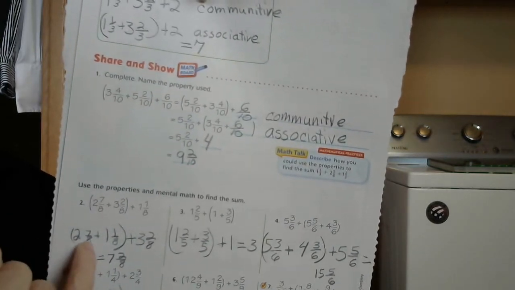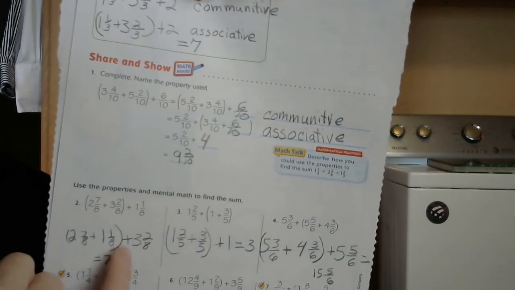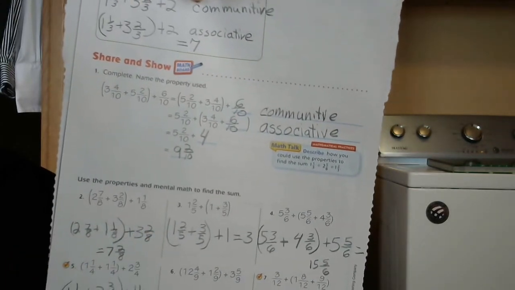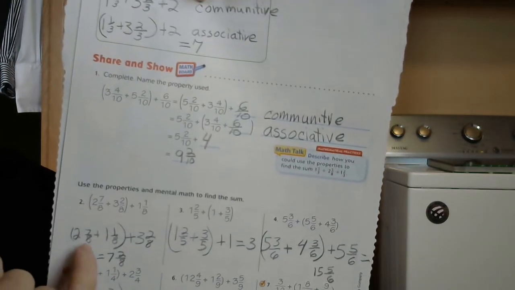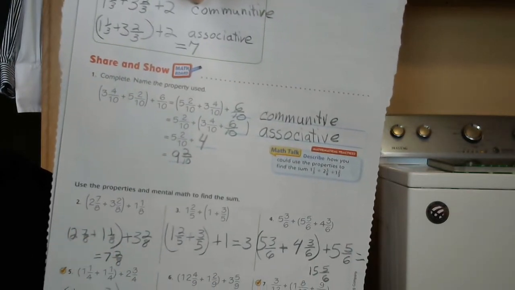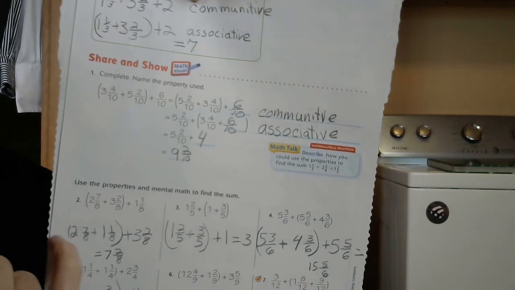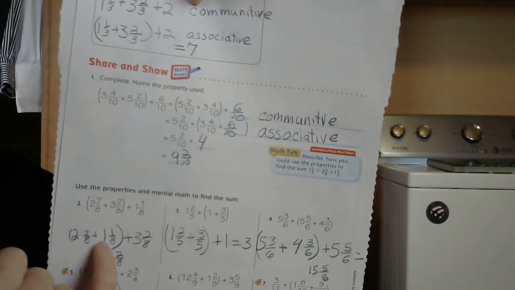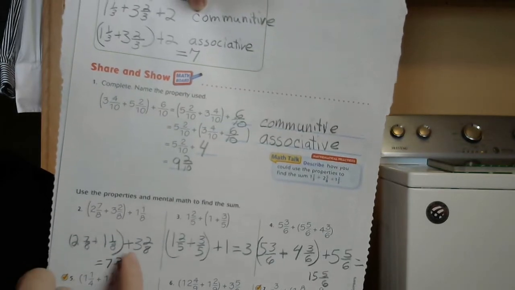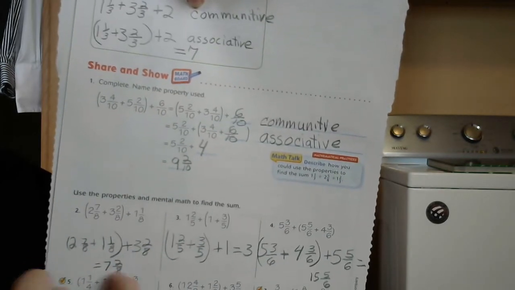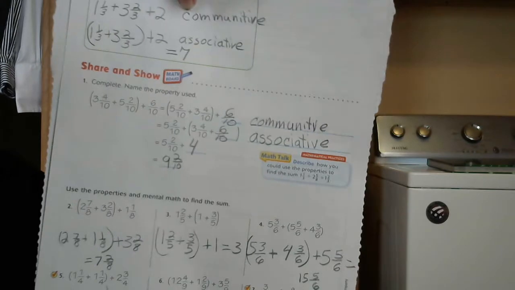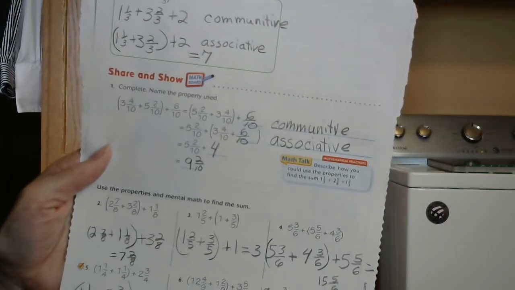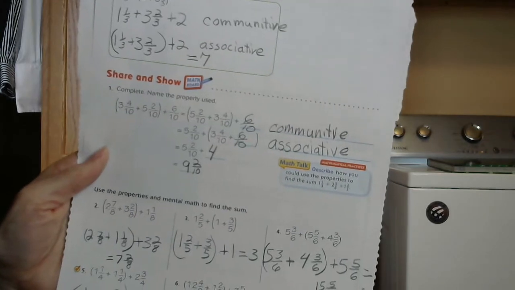So 2 plus 7/8 plus 1 and 1/8 plus 3 and 2/8 becomes 7/8, because 7/8 and 1/8 equals 1, and added to the 2 would become 3, and added that to that 1 would become 4. And 4 plus 3 and 2/8 is 7/8. Number 3 says 1 and 2/5 plus 1 plus 3/5.